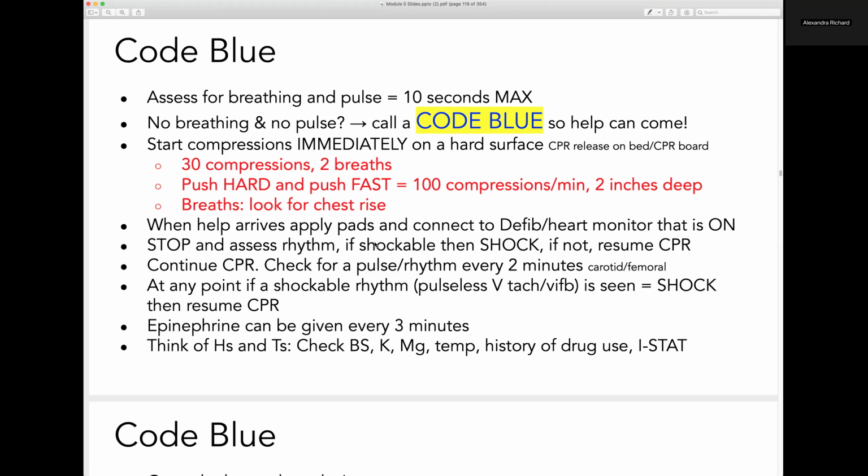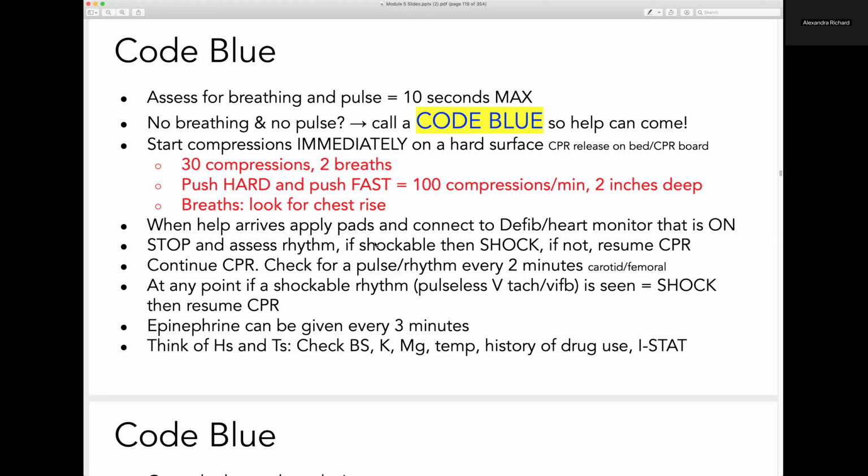So, first thing, you walk into your patient's room. If you suspect that something's wrong, for example, they're not looking at you when you talk to them, their eyes are closed, you don't see their chest rising and falling, you're going to assess for breathing and a pulse. You have 10 seconds max to do this. For an adult, you check the carotid pulse in the neck. For a child, you check the brachial in the middle of the upper arm. You have 10 seconds max to check if they're breathing and have a pulse.